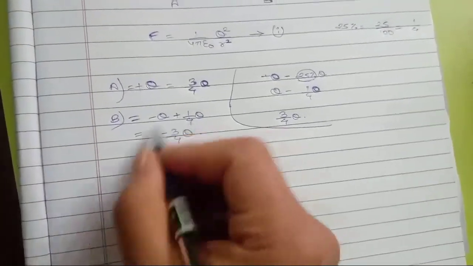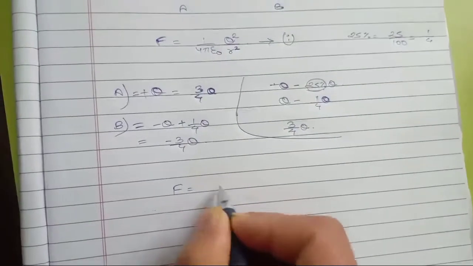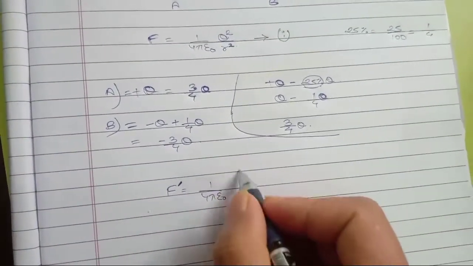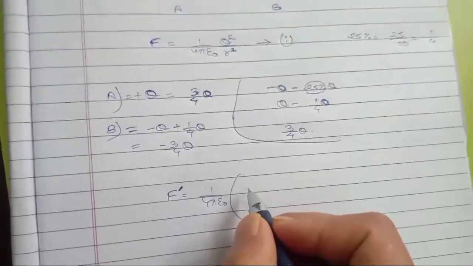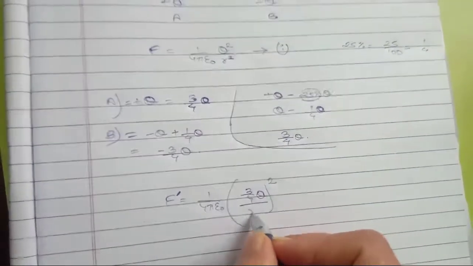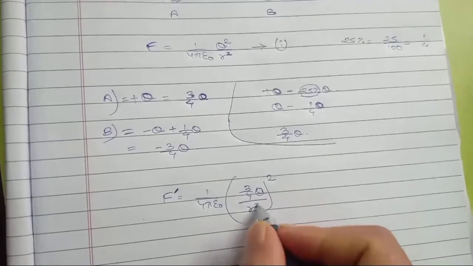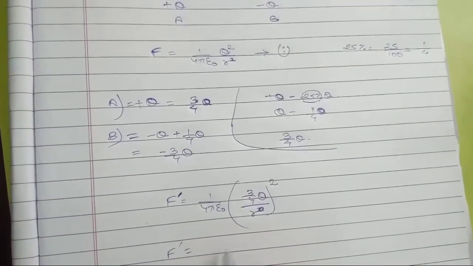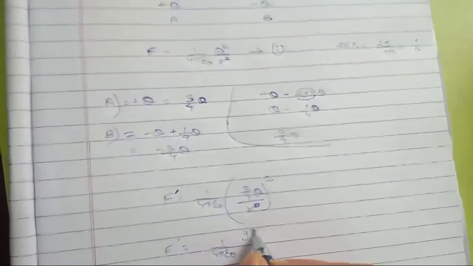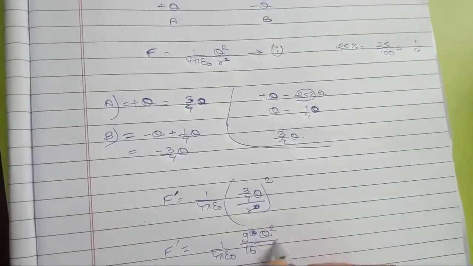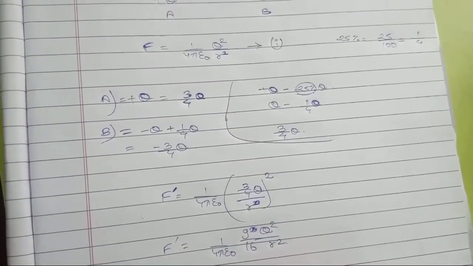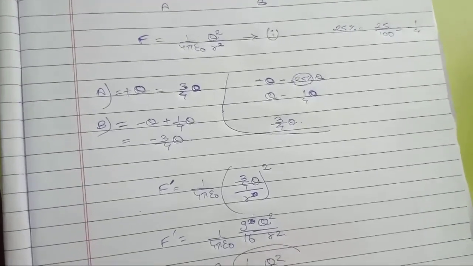Now, putting these values in Coulomb's law, force is equal to 1 by 4 pi epsilon naught. Let us write F dash. Now in place of Q, we write 3 by 4 Q, minus is not necessary, squared by R square. Okay, this is beautiful. F dash is equal to 1 by 4 pi epsilon naught, this is 9 square, 9 by 16 Q square by R square, and F dash is equal to 9 by 16 times 1 by 4 pi epsilon naught Q square by R square.